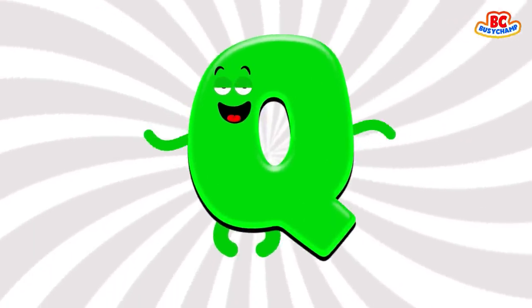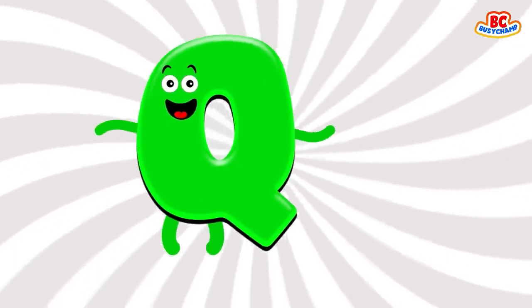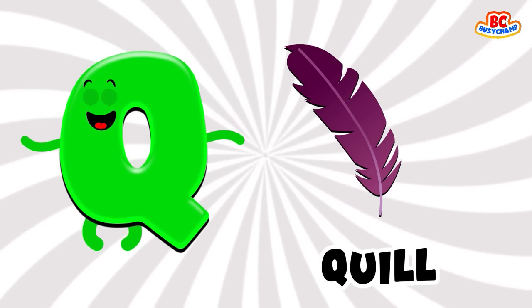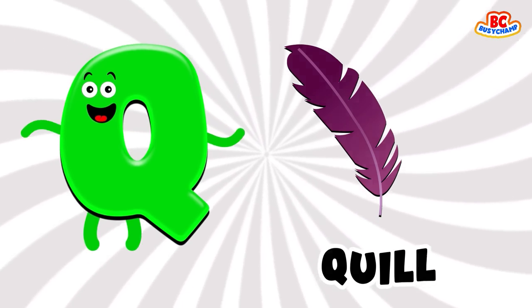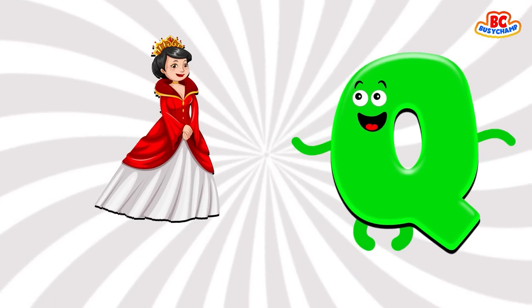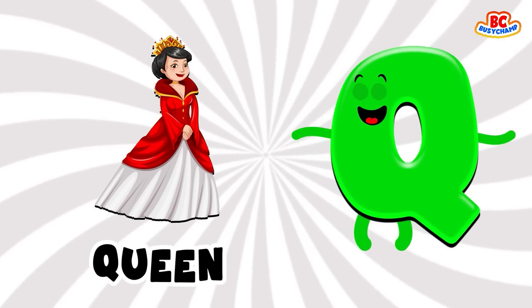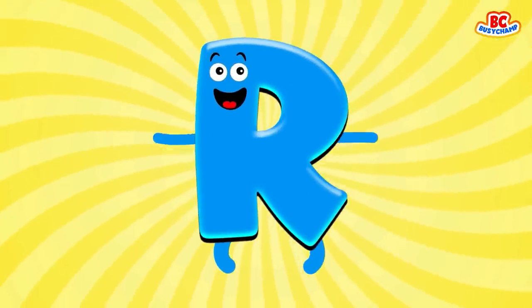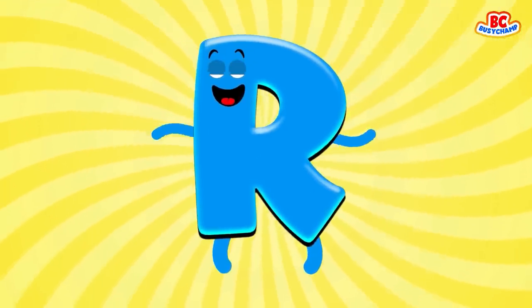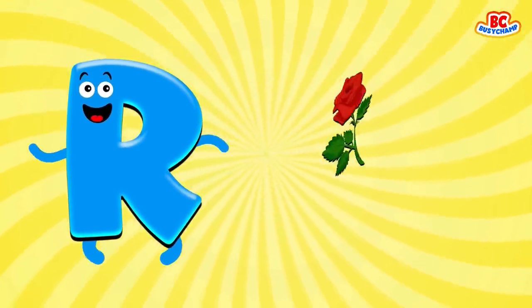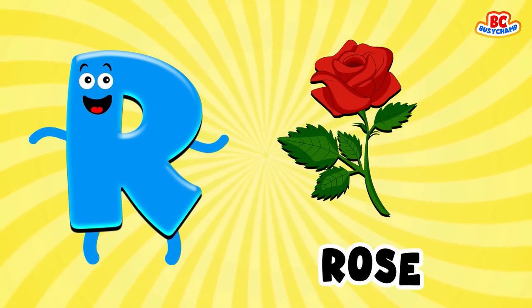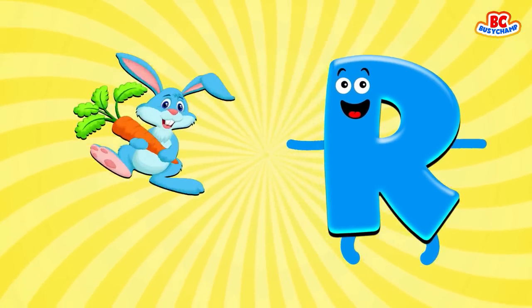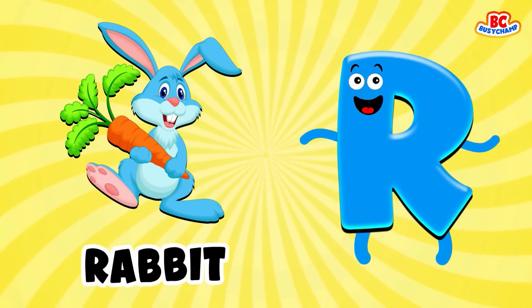Here comes the letter Q. Q. Q says quail. Q says queen. Here comes the letter R. R. R says rose. R says rabbit.